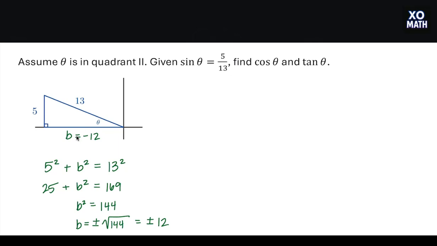Now from here, to find the value of cosine of theta, since I have the adjacent side, negative 12, I'm going to say adjacent over hypotenuse, so negative 12 over 13. And tangent theta, tangent is opposite over adjacent. So the opposite side of the angle theta is 5, and we just found the adjacent side was negative 12.